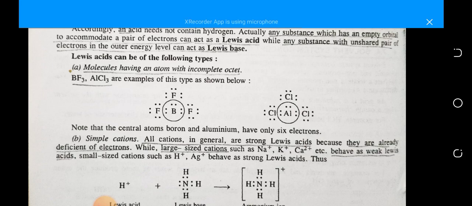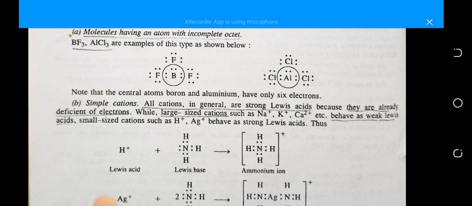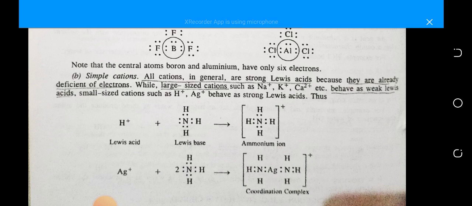First, molecules having an atom with an incomplete octet. BF3 and AlCl3 are examples of this type. Note that the central atoms boron and aluminium have only 6 electrons. Second, simple cations. All cations in general are strong Lewis acids because they are already deficient in electrons, while large size cations such as Na+, K+, Ca2+, etc. behave as weak Lewis acids. Small size cations such as H+ and Ag+ behave as strong Lewis acids.